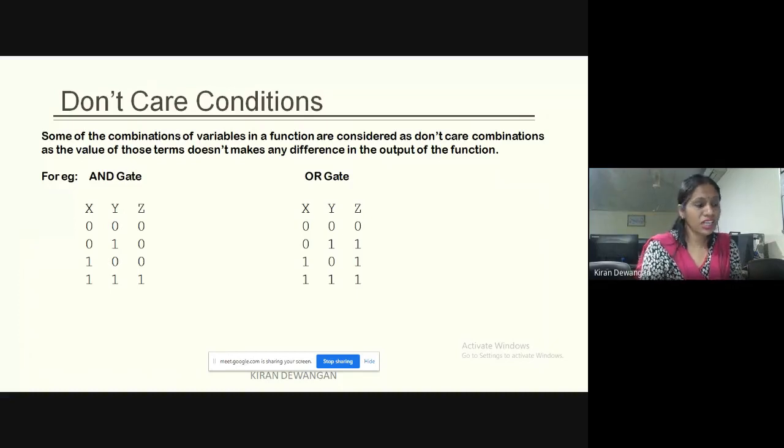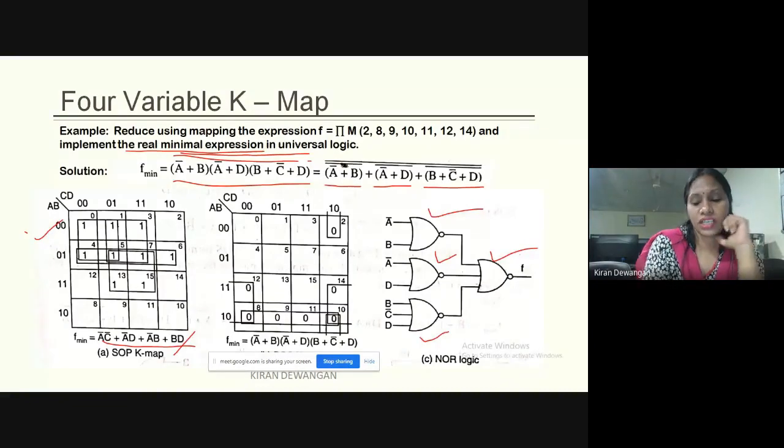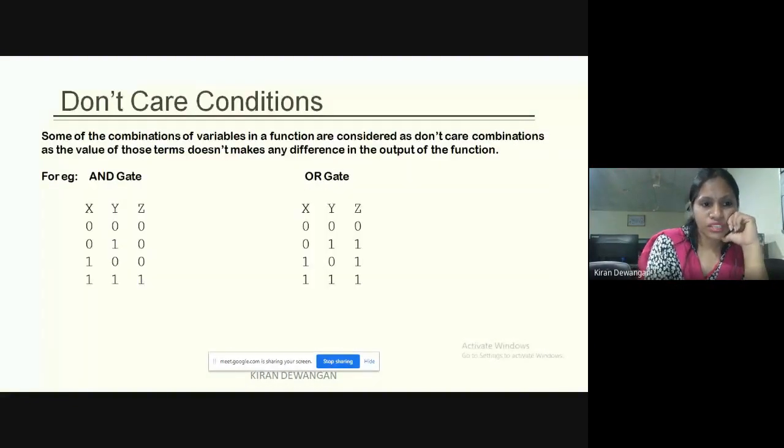Now coming to the last concept of this one, don't care condition. Now this is an important one. Don't care का ही question आता है actually. ये सब जो questions है इसमें don't care भी attached रहता है. Now we'll see to it.